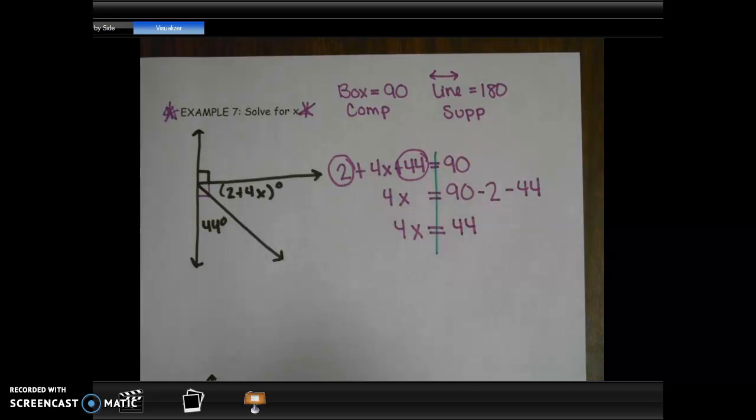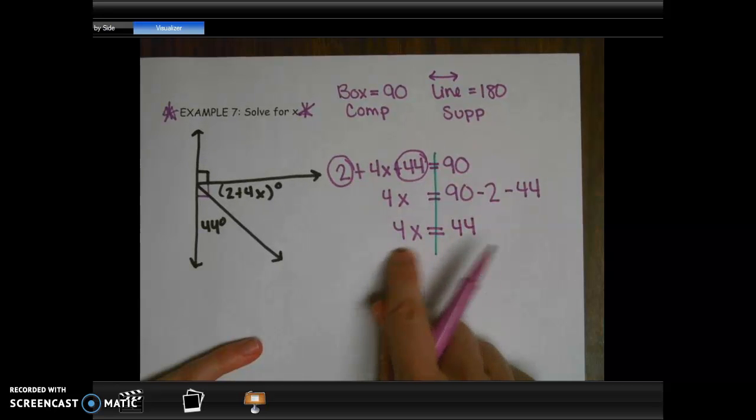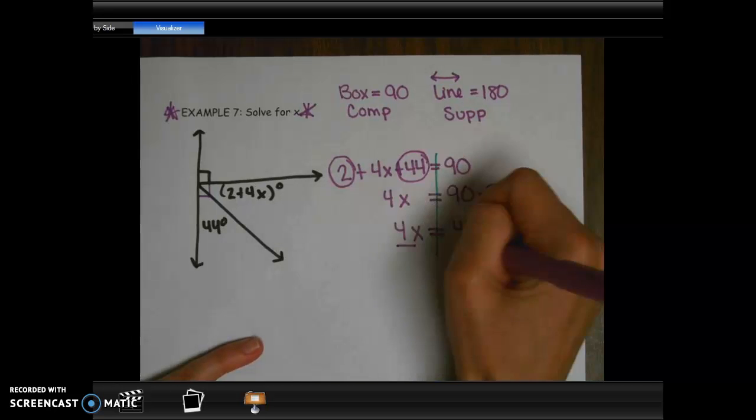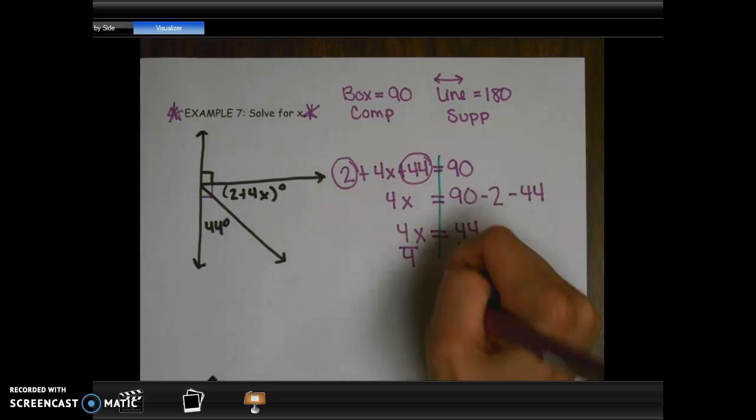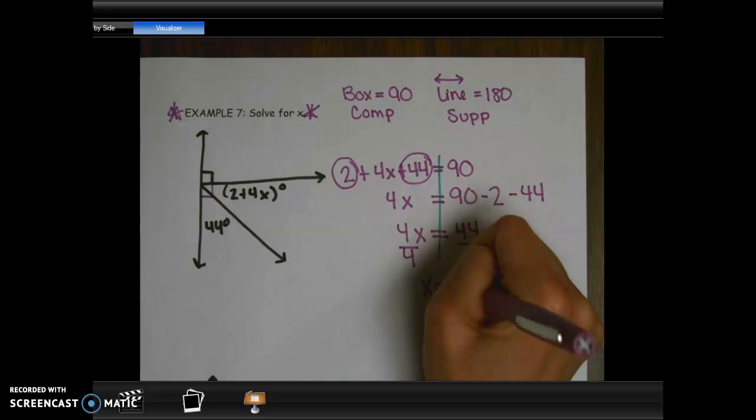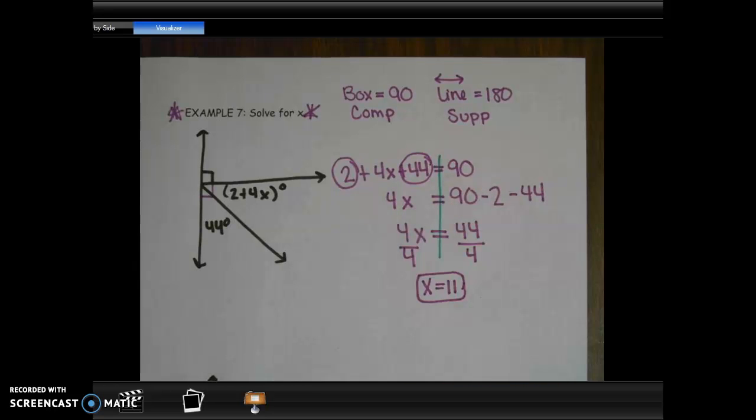All right, now remember, if it's written right next to each other like this, it is multiplication. The opposite of multiplication is division. Divide by whatever's in front of the x. And we get that x equals 11. Just an FYI, this is an exact problem from your homework. So I've just given you a homework answer.